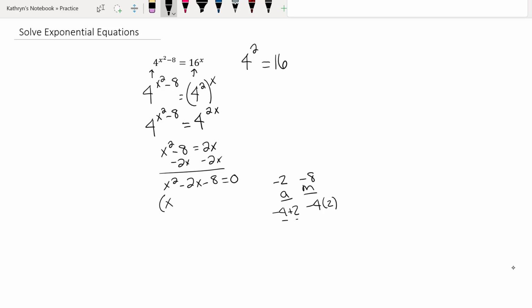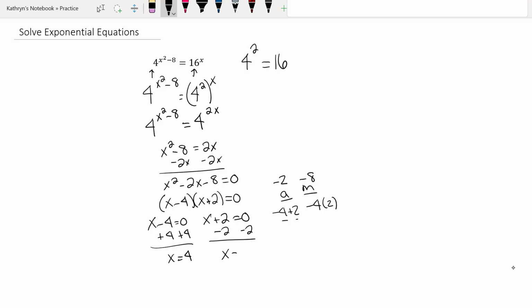So we're going to have x minus 4 times x plus 2 equals 0. Everything with an x we're going to make equal to 0. So x minus 4 equals 0, x plus 2 equals 0. We're going to add 4 to both sides, so x equals 4. We're going to subtract 2 from both sides, so x equals negative 2. And let's check it. Let's see if we're right.